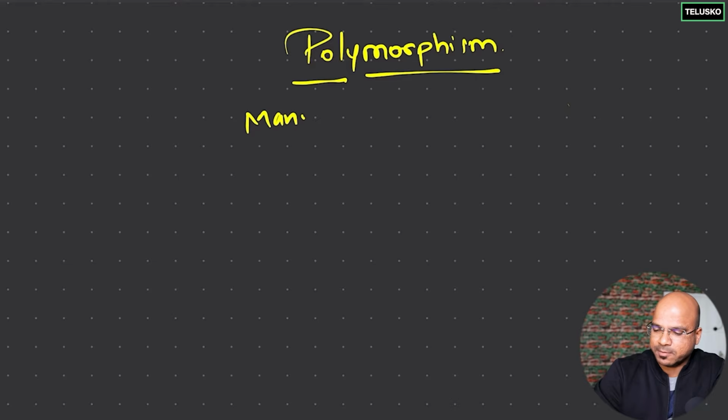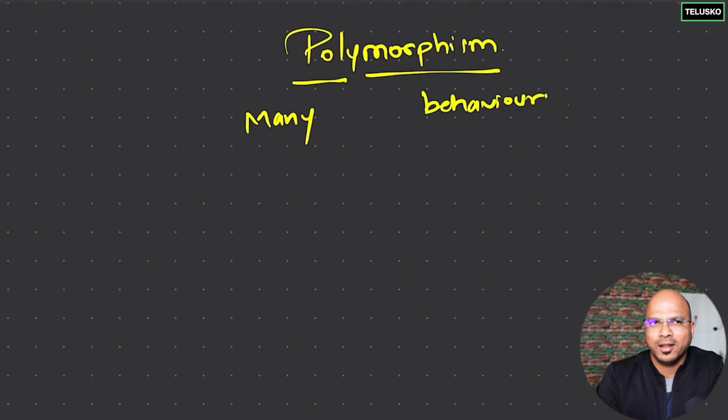Basically, as a concept, it has two words. One is poly, second is morphism. Poly simply means many, and morphism means behavior. What it means is there is something which behaves differently in different situations.